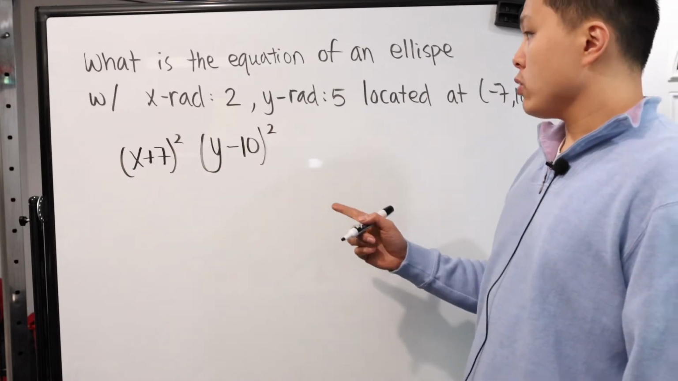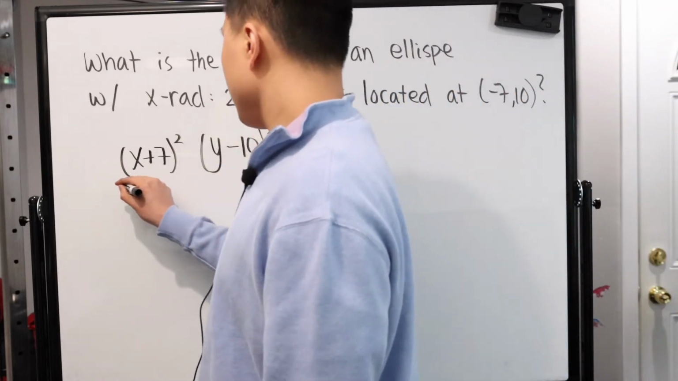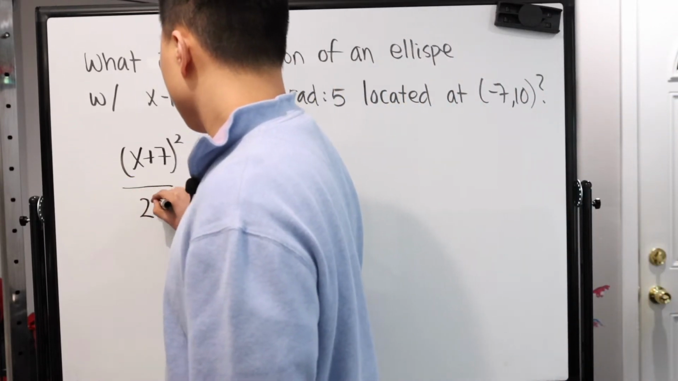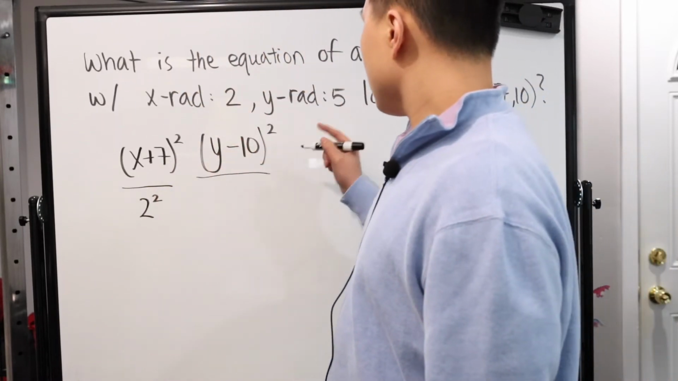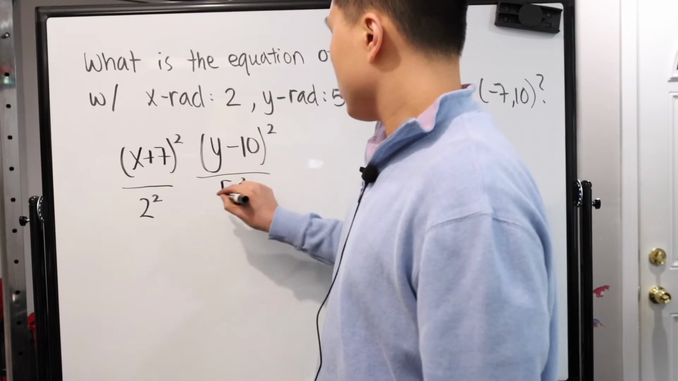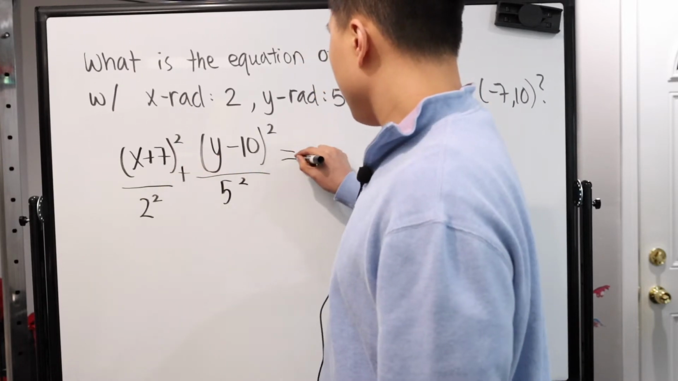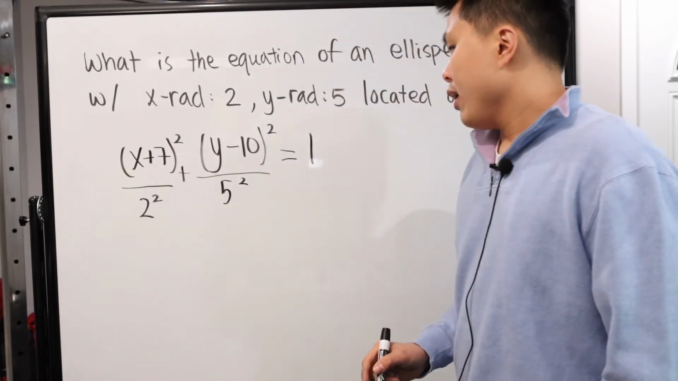All right, well, what else? We have our x radius, which is going to be 2 squared, because whatever the radius is, we're going to square it at the bottom. And this one here is going to be 5 squared. Don't forget, we're adding these guys, and in the end, it always equals 1. And that's the thing.